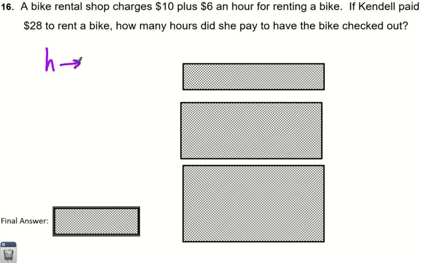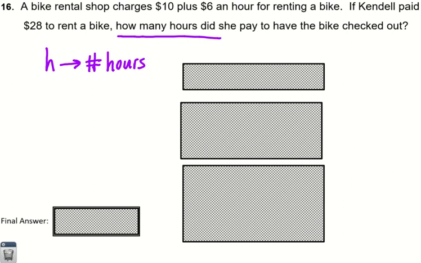But anyway, first we need to name a variable. Usually the variable is what you don't know, and even more specific, our variable is usually what they're asking you to find. How many hours? The variable is going to represent that unknown thing that they want you to find for the final answer. So we're going to use H for number of hours.